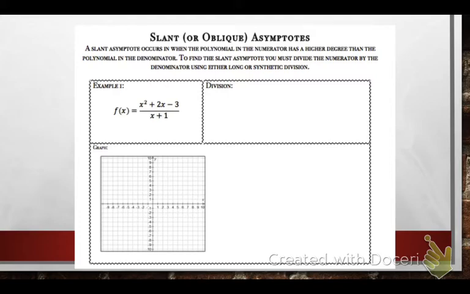We can have a horizontal asymptote where the equation is y is equal to a over b, and a over b are the leading coefficients of the numerator and denominator. Or it does not have a horizontal asymptote.